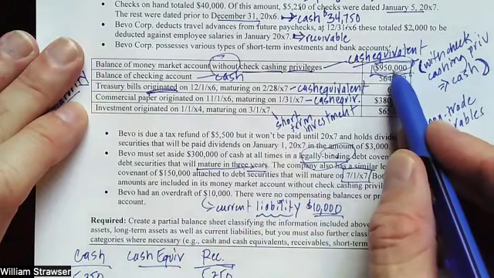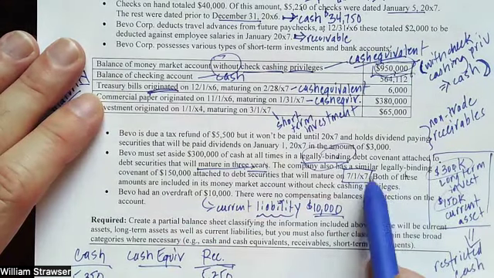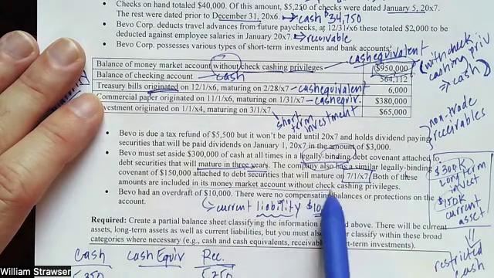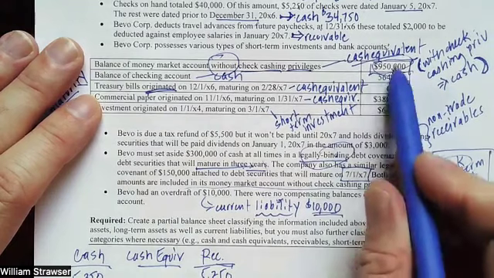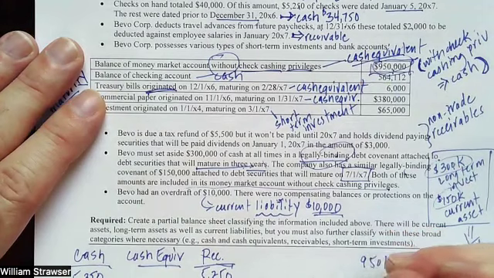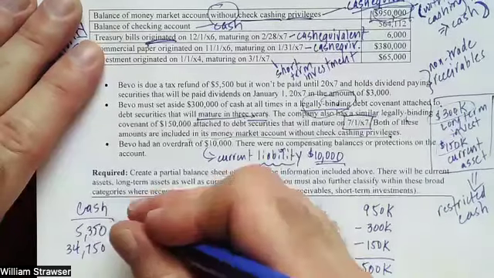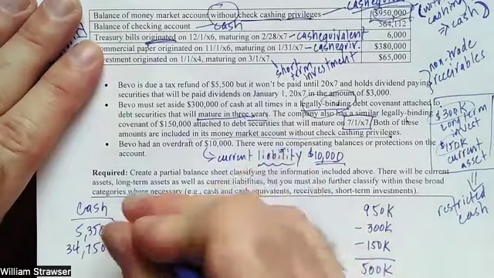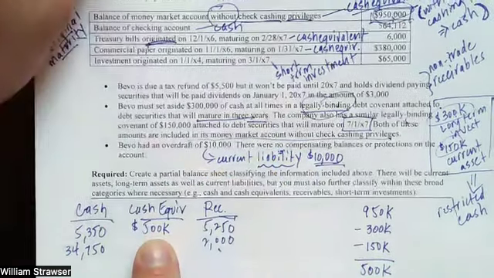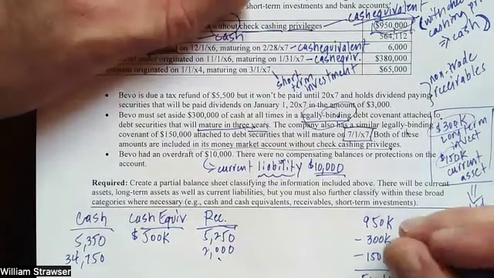So I'm going to take that amount, but I do want to be careful not to include 300 and 150, because it said that these amounts were included in my money market account without check cashing privileges. So it's not really 950 total, but that less the 300, less the 150. So there's 500,000 remaining after I make that adjustment. So that's my money market account without check cashing privileges. Those amounts deducted as my restricted cash.